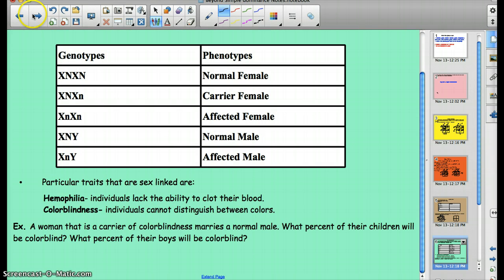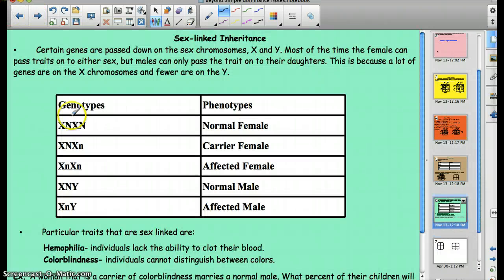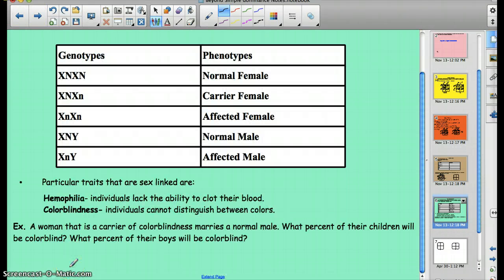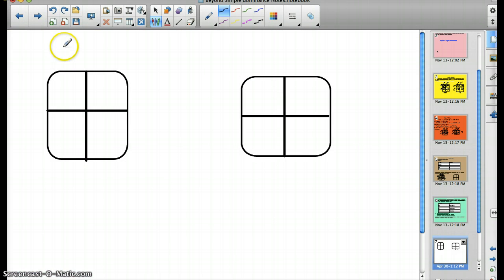So let's look at this problem. The problem says, a woman that is a carrier of colorblindness marries a normal male. What % of their children will be colorblind? Okay, so she's a carrier. That means she's this. And it says that he is normal. So let's fill out our Punnett square. So she is this. And he is this. Oops, that's a Y. Okay, so that means they're going to have this.